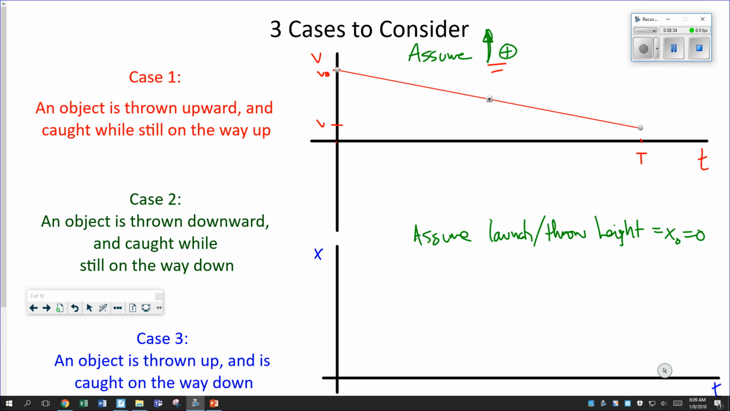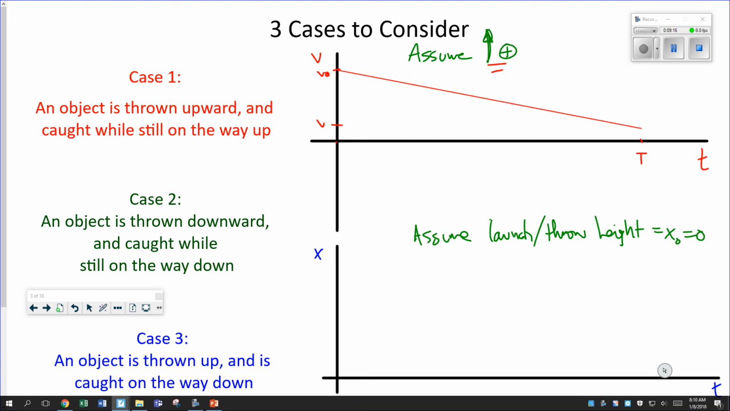All right, case 2, object thrown downward, caught on the way down. Now, notice in case 1, we know this thing slows down. It's thrown upward, which means V0 is up, but acceleration is down the whole time. So this thing moves in one direction but accelerates in the opposite direction. That means it has to slow down. And gravity makes this object slow down at a constant rate. So therefore that VT graph has that slope. Again, that slope is negative 9.8 meters per second squared. Since upward is positive and acceleration is downward, the slope of that VT graph is negative.